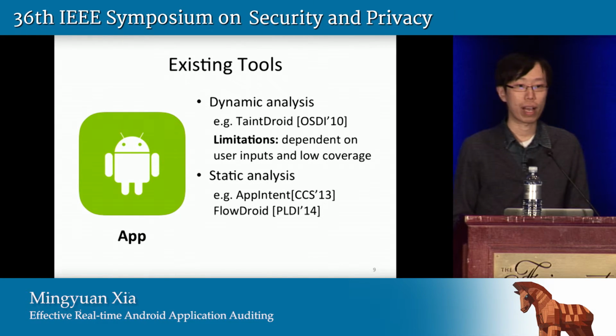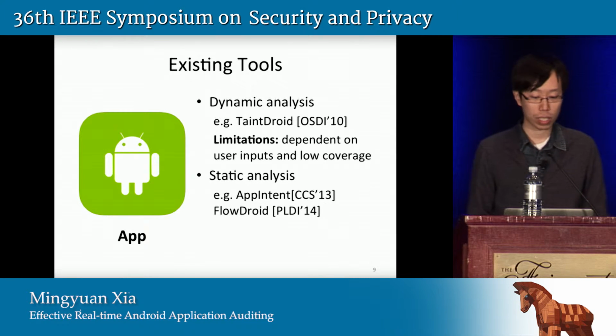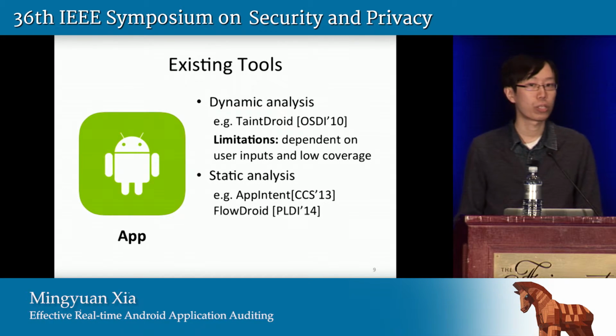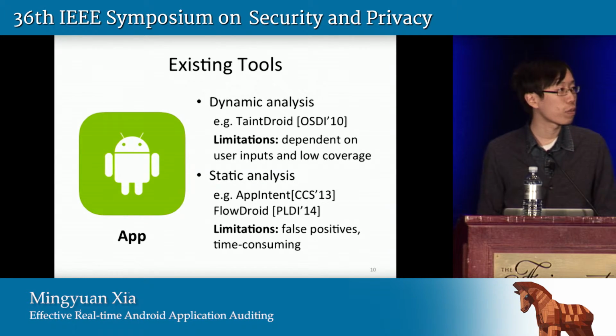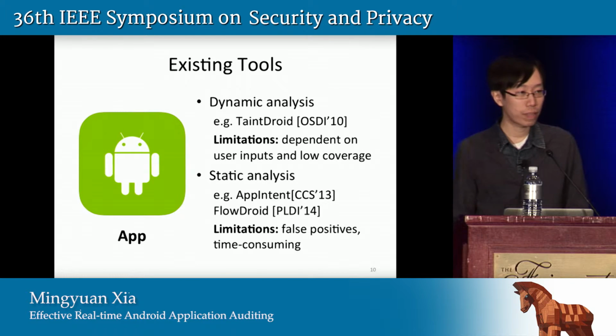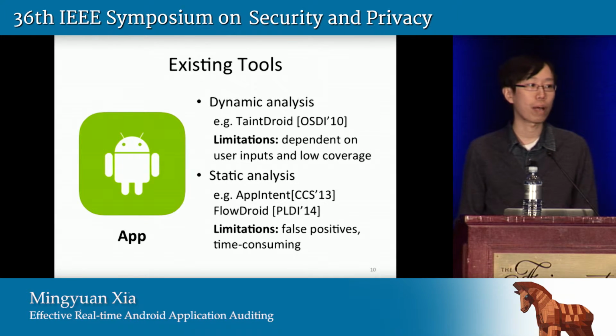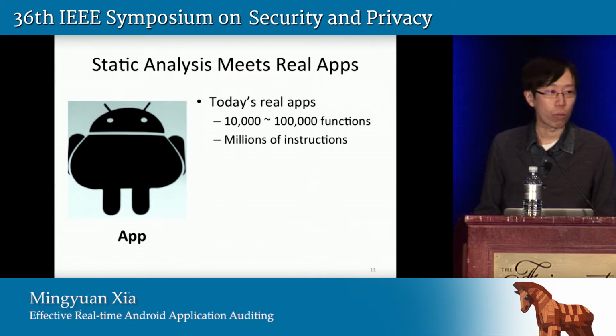On the contrary, we have static analysis, for example AppIntent and FlowDroid, which can take a look at the entire app and outline all of those data leaks. However, the limitation for these tools is that they have false positives, and they could be very time-consuming in the face of real-world applications. Why is this so?